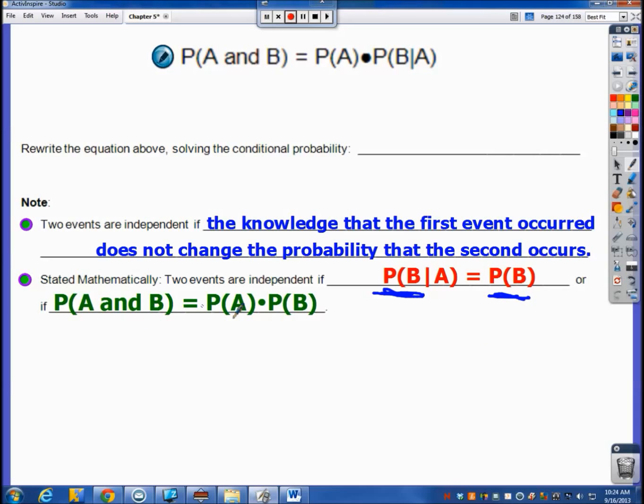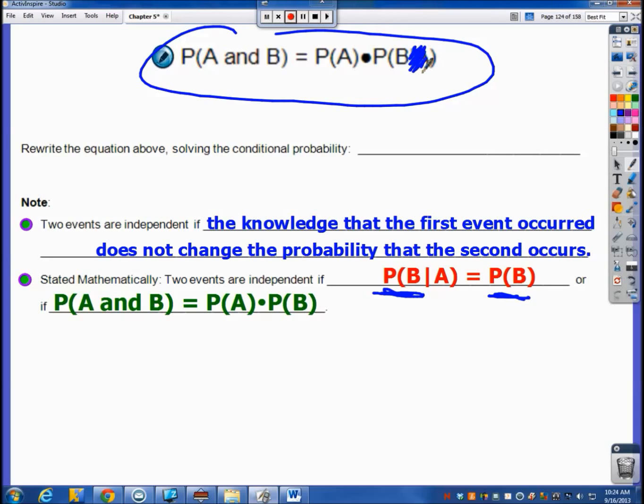Another way to think about it would be, if we took this up here and if A has no effect on it, then we can really just scratch it off. And now we're back to our multiplication rule that we discussed in the previous.